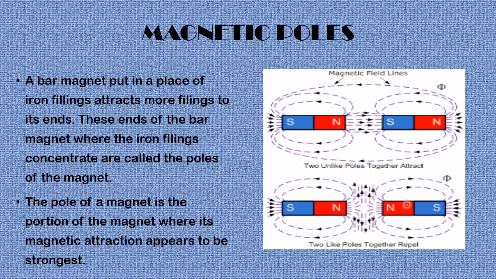In the case of this picture, you can see that we have two similar poles facing one another. It shows that the two similar poles will repel one another. This shows one of the laws of magnetism.